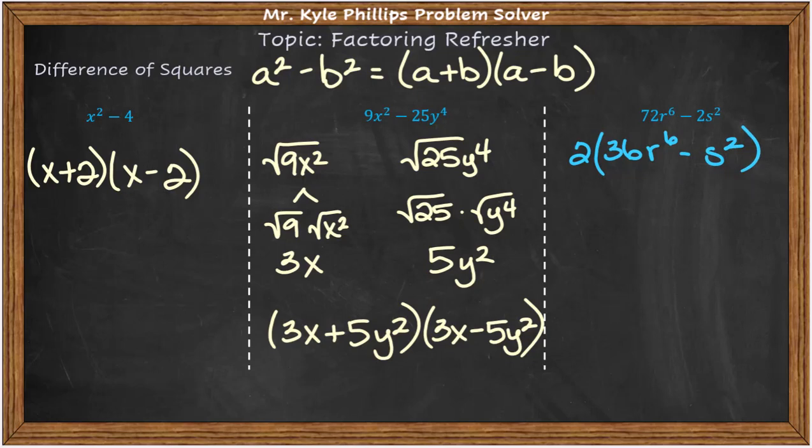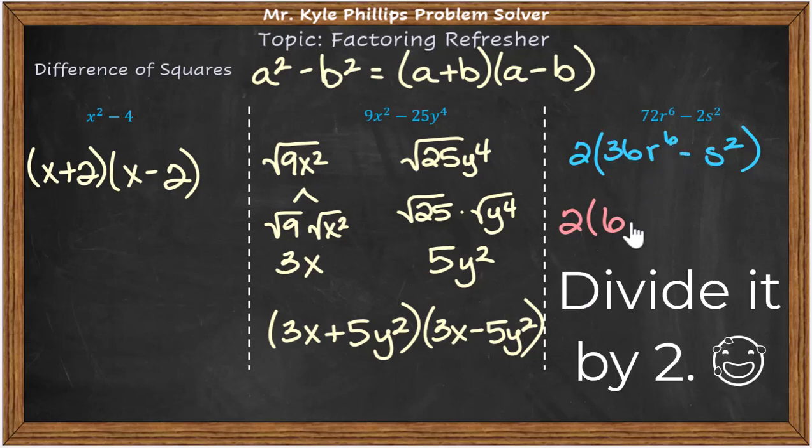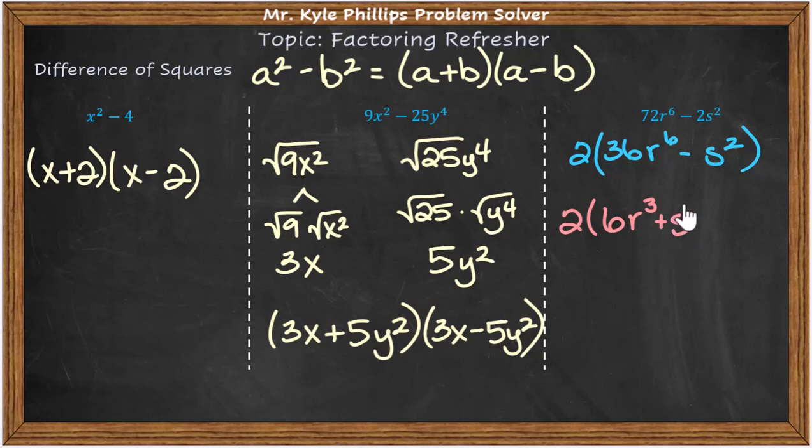All right. Now, can I take the square root of this? Yes, you can. What's the square root of 36? 6. What's the square root of r to the 6th? Divide the exponent by 3, so r cubed. And this will be plus s, and then 6r cubed minus s. And there you have it.